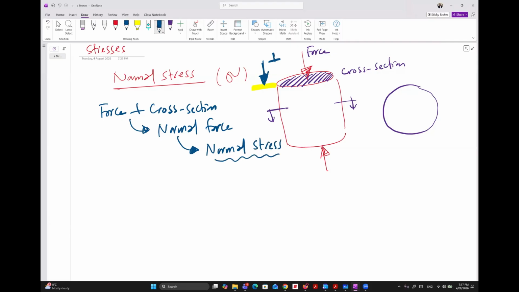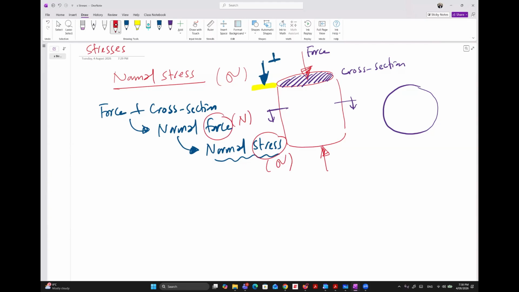Right. The other one is shear, which is parallel. So parallel is shear and normal is normal stress. So actually the normal force, we will give it a symbol N, and the normal stress, we will give it the symbol sigma. So now what is the relation between stress and force?